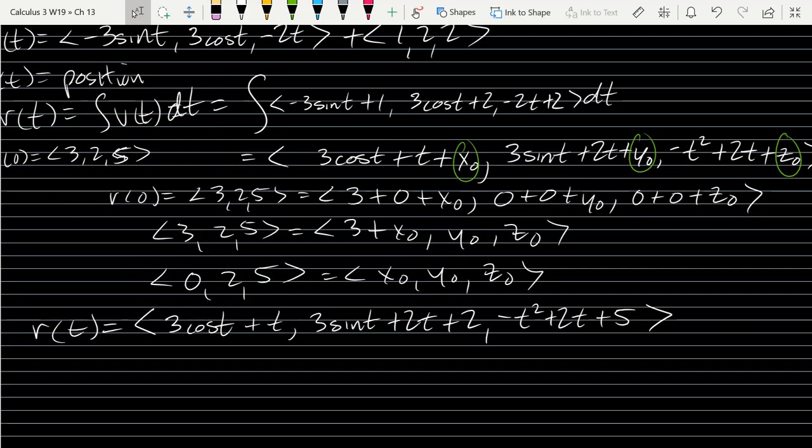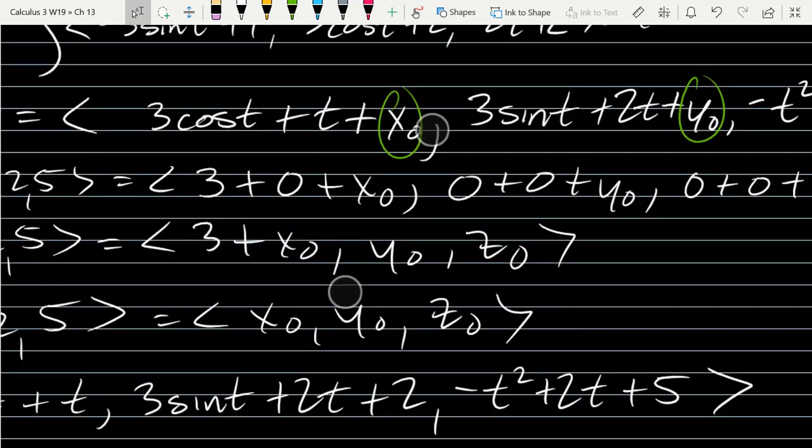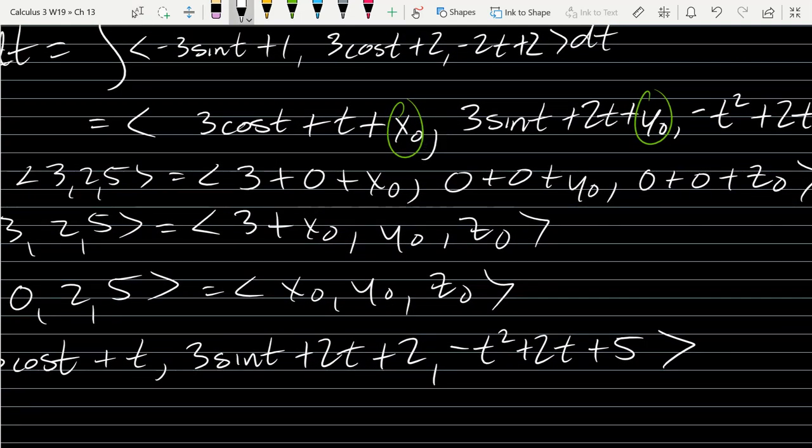All right, so any questions on these computations here? So in r of 0, the x function, you put the 3 plus 0 plus x naught, and then the y is 0 plus 0 plus y naught. So sine 0 is 0, and then 2 times 0 is 0. So I'm basically just plugging in, evaluating all the t values.